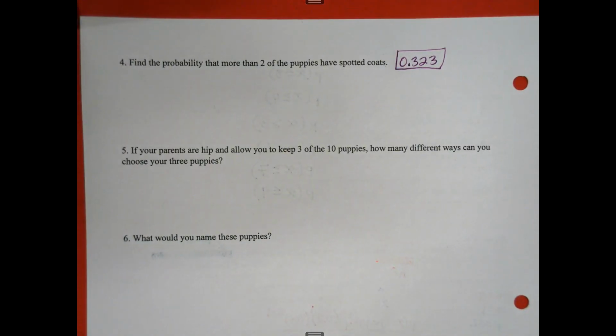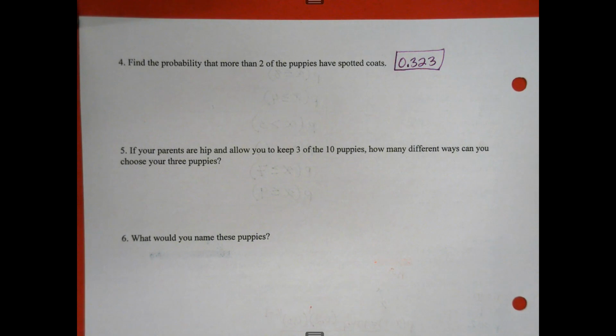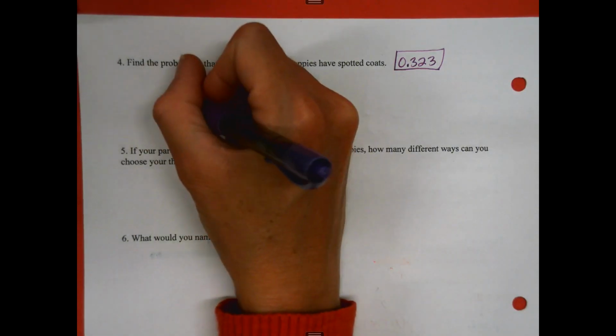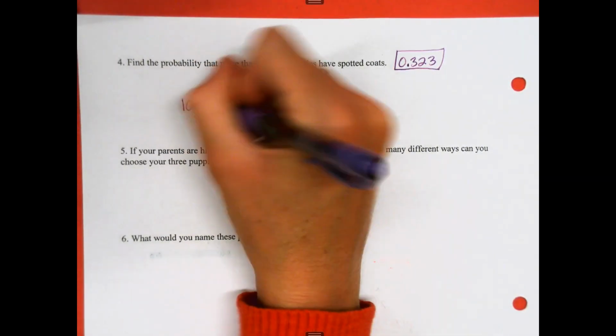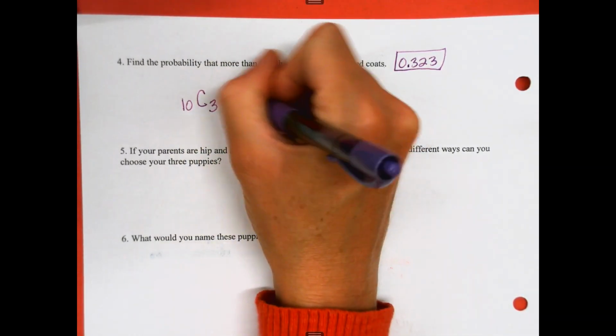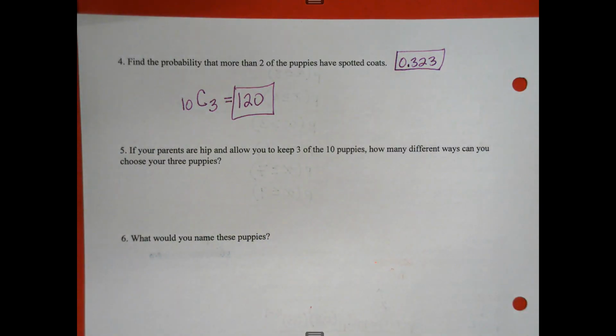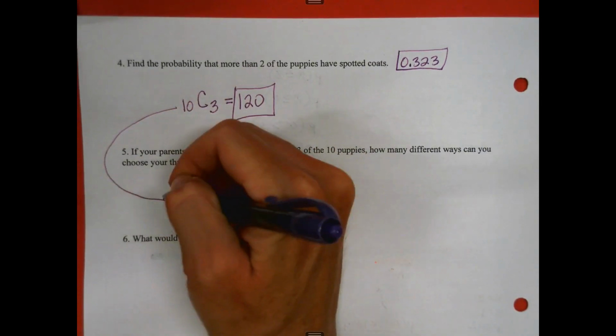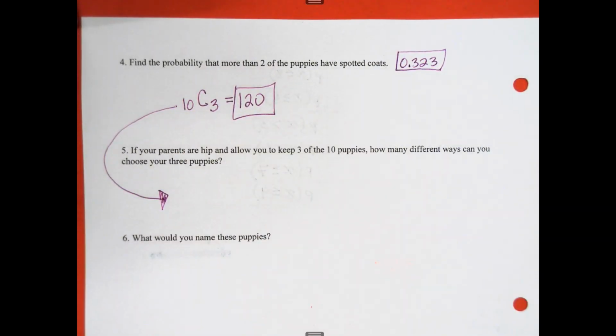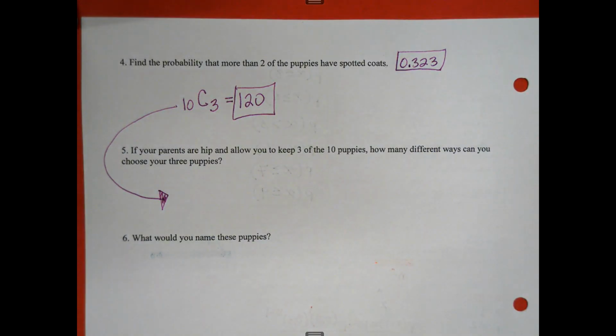5 says, if your parents are hip and allow you to keep 3 of the 10 puppies, how many different ways can you choose your 3 puppies? The order in which we are selecting them does not matter, so we can use combinations. 10C3, or there are 120 different ways that we can choose those puppies. Taking us back to chapter 4, and I just put that in the wrong place. It should go down here. Whoops. And then what would you name those puppies? And that's it for section 5.3.